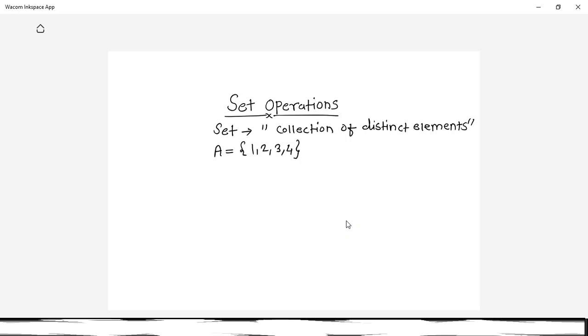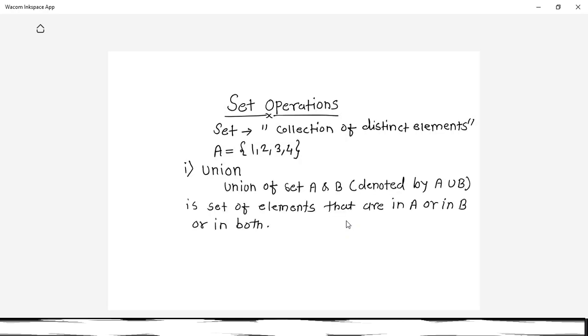The very first operation on sets that we'll see is union, or you can say set union. The union of two sets is defined as the set of elements that are in A or in B or in both. The union of sets is denoted by A union B. This is the symbol used to denote the union.